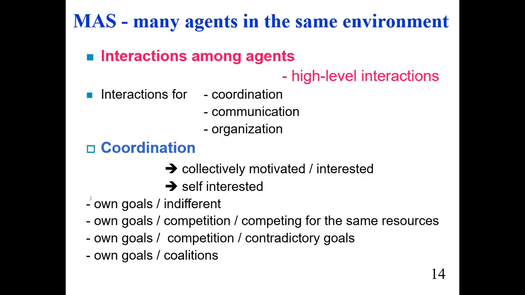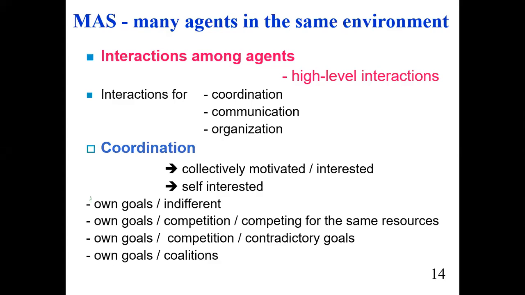Coordination means, let's say you have many agents that coordinate with each other in order to do one task. Or maybe interaction can be communication between one agent and many agents, or interaction to organize something. Coordination is collectively motivated or self-interested, meaning they have some interests in common. Let's say in a game of soccer, football, the robot represents one player, and they want to score the goal, kick the ball into the goal. So they try to coordinate with each other in order to achieve something.